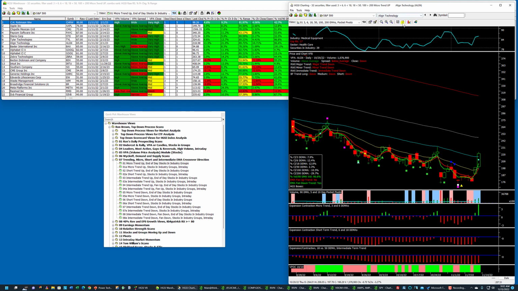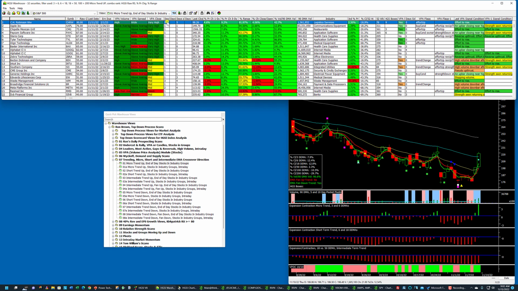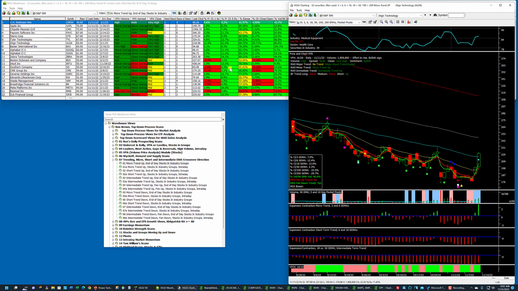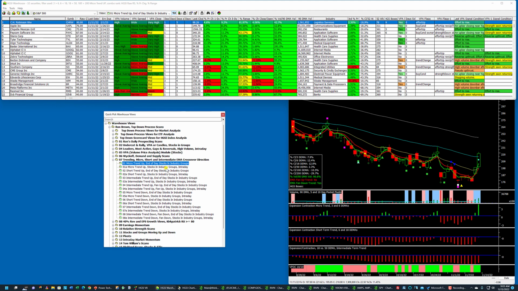And this stock is Align Technology. You can see that the 3 went above the 6 right there, and that corresponds to this number 1 day up here. 0 is a crossover day. 1 would have been Friday. So this signal is 2 days old. There's also a pocket pivot, but notice the 6 hasn't gone above the 18, and of course the 18 is not above the 50. So what this scan is designed to do is find short-term moves in a stock. Now let's move on down the list.